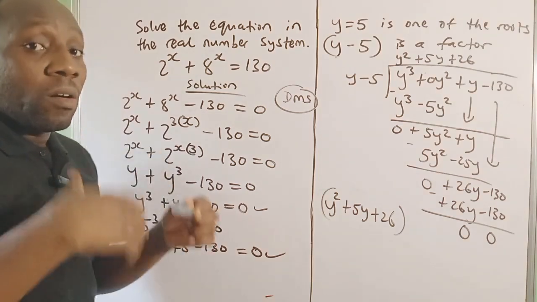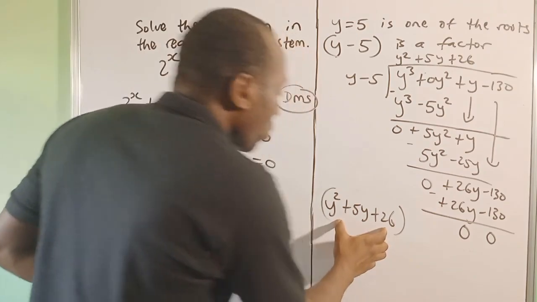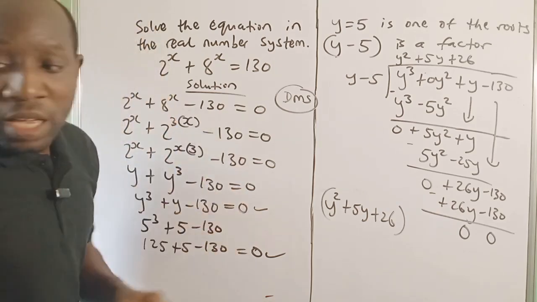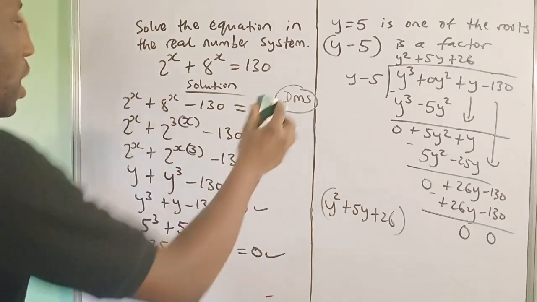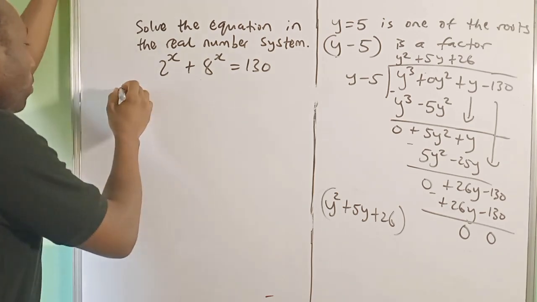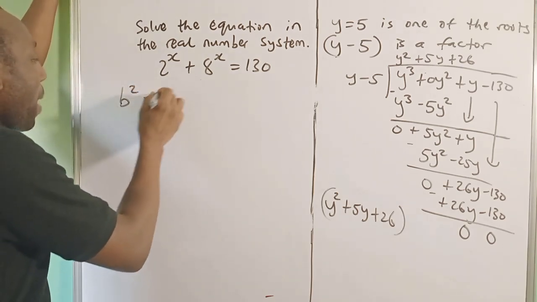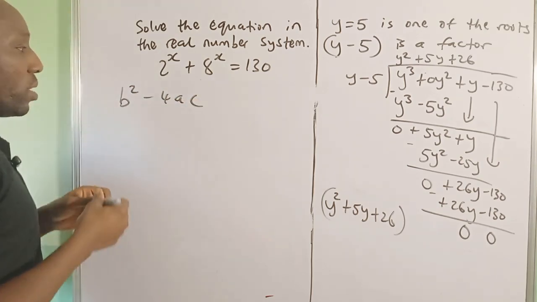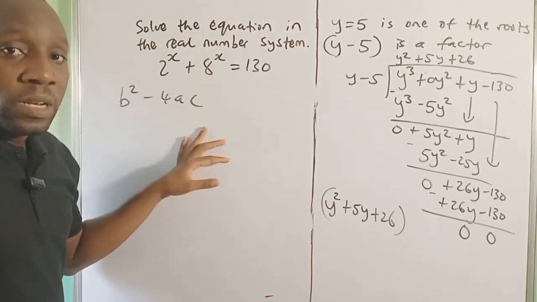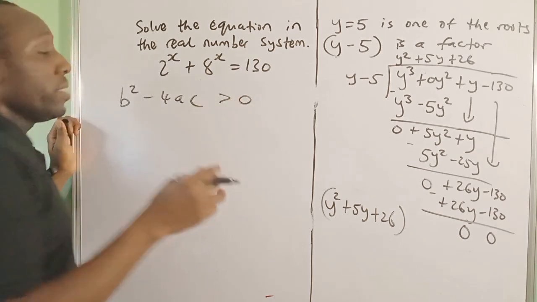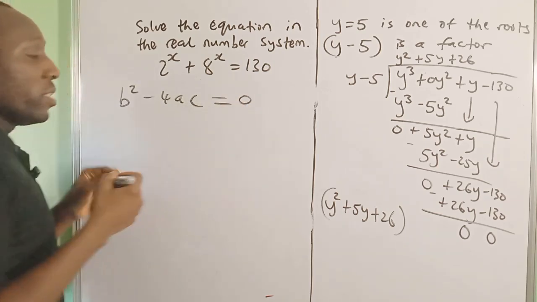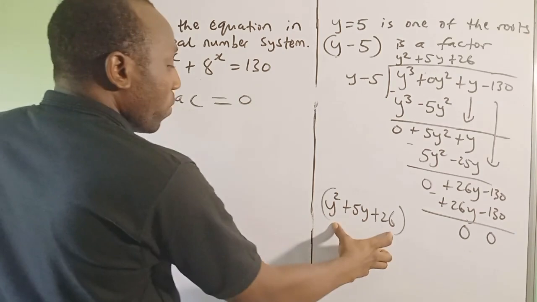Now, you know we are trying to get the other root. So we are going to test the nature of root that this will give us. If it is an imaginary root, we are not going to need it. We are not going to use it. So let's test the nature of root. How do you test the nature of root? From this, b squared minus 4ac. If it is greater than 0, it is a real root. If it is less than 0, it is imaginary. And if it is equal to 0, it is an equal root.